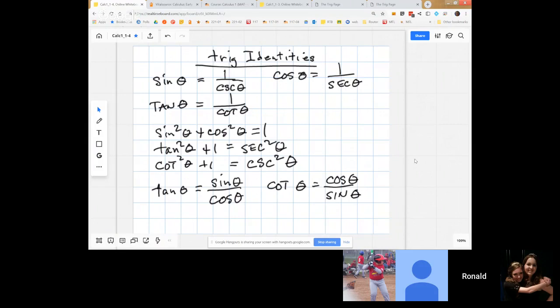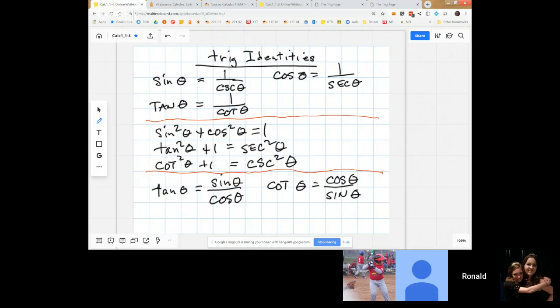Okay, we already know the reciprocal identities, the sine and the cosecant, cosine and the secant, and the tangent and the cotangent. So I should really put a line there. Hard to draw straight sometimes. Let's make that a different color. So those are the trig identities. Then these three are called the Pythagorean identities. And these two down on the bottom are called the ratio identities.